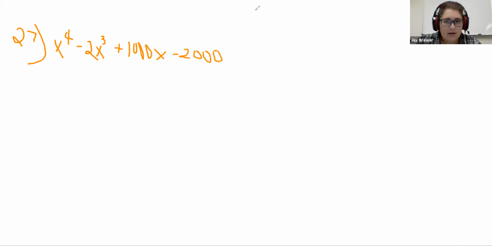Okay, so what kind of factoring do you think we might be able to use? Remember that there's a different technique when we have 4 terms versus 3 terms. So what technique? By grouping. Yep. So we're gonna factor by grouping.